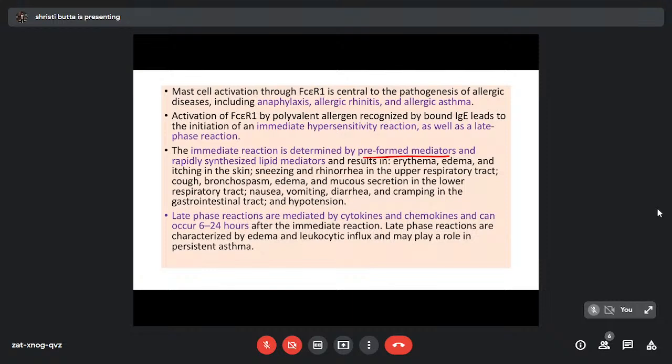In the late phase reactions, mediators like cytokines and chemokines do play a very important role. Late phase reactions are characterized by edema and leukocytic influx and may play a role in persistent asthma. Pathological excess of mast cells have also been seen in clonal disorders like mastocytosis, where there are activating mutations in KIT.